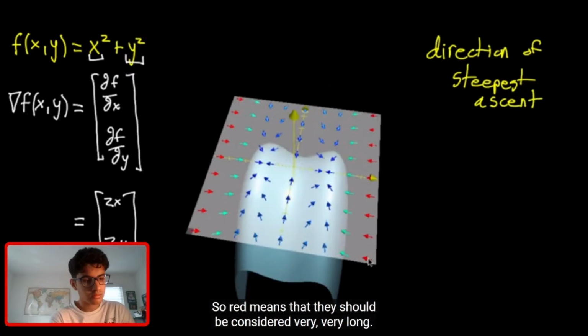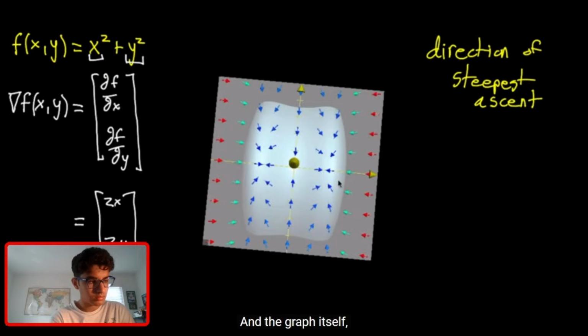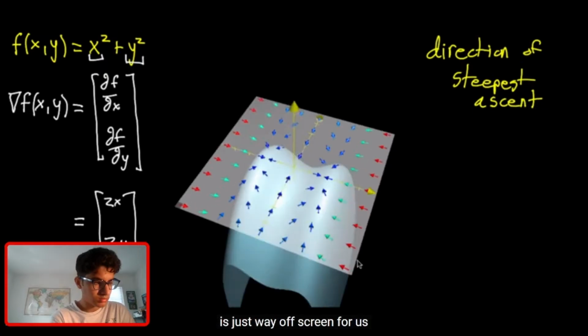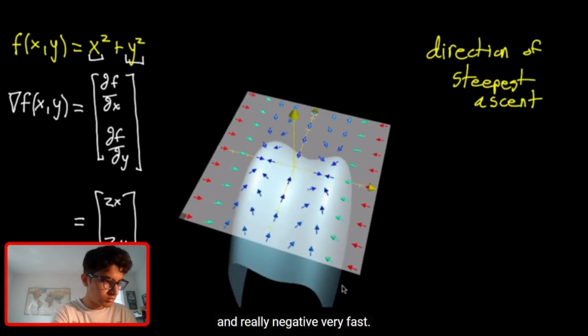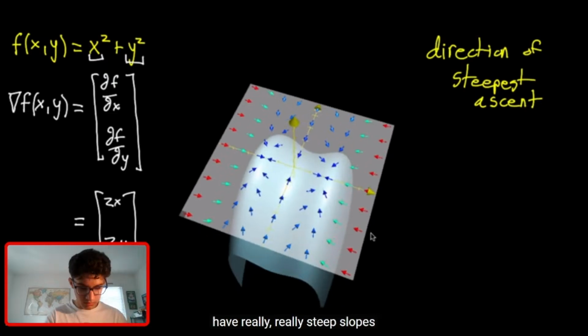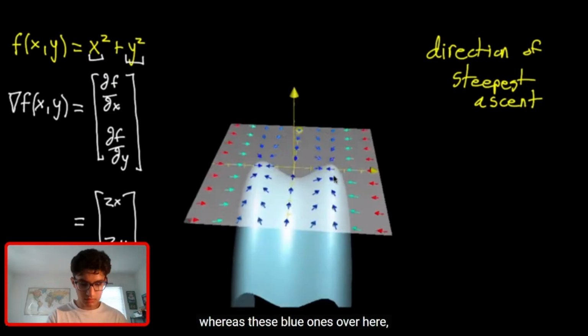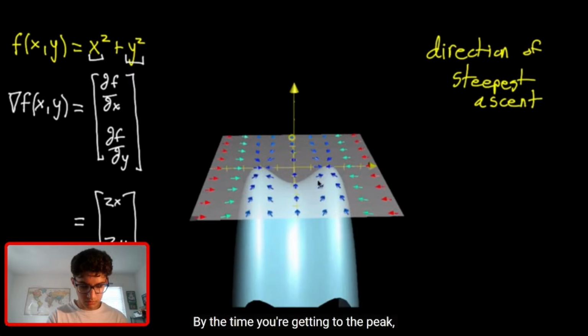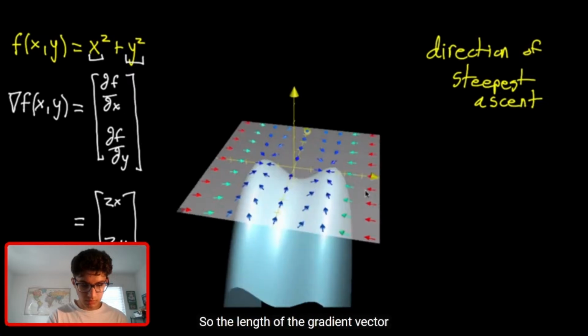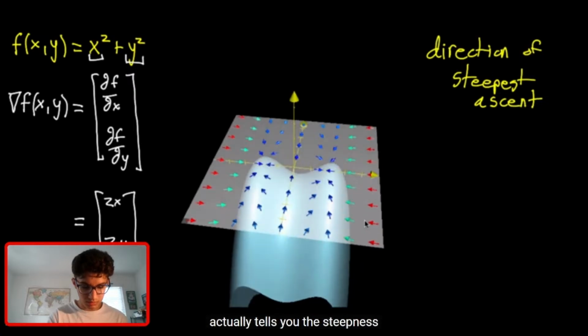So red means that they should be considered very, very long. And the point they correspond to on the graph is just way off screen for us, because this graph gets really steep and really negative very fast. So the points these correspond to have really, really steep slopes, whereas these blue ones over here have a relatively shallow slope. By the time you get into the peak, things start leveling off. So the length of the gradient vector actually tells you the steepness of that direction of steepest descent.